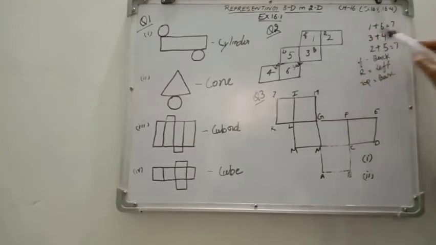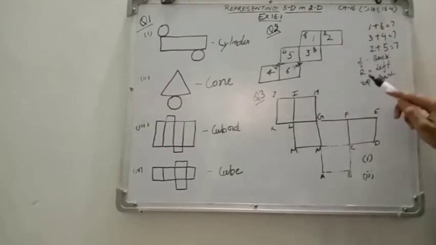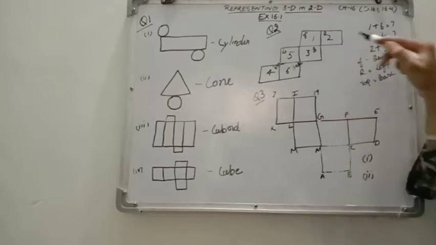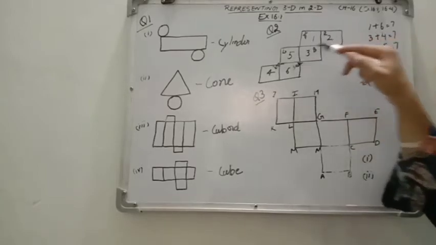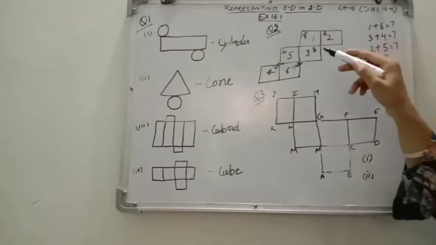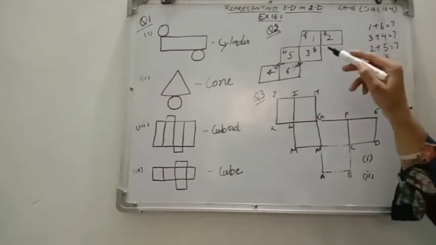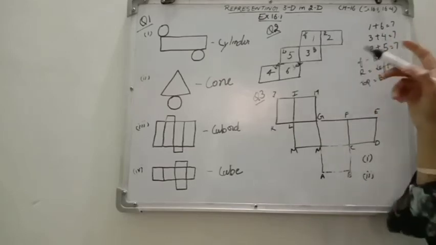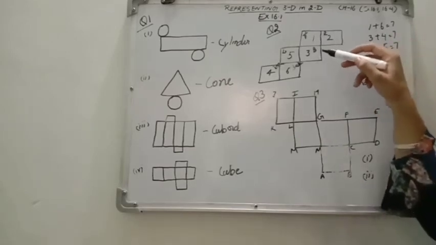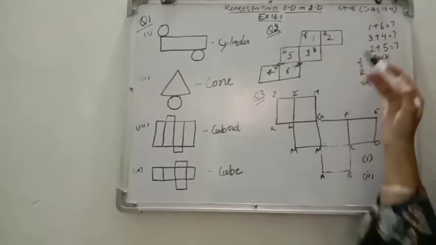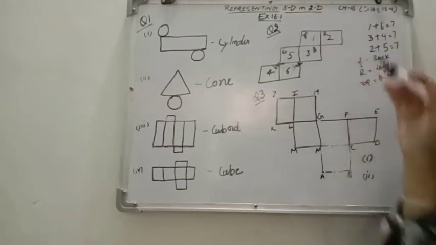So 1 plus 6, 7. Clear? Right. What is on the right? 2. So opposite of right is left. What is left? 5. 2 plus 5, 7. Clear? Then what is our top? 4. And what is our back? 3. Otherwise we can say back, bottom. So base. So 4 plus 3, 7. So like that we can draw a net of a dice.